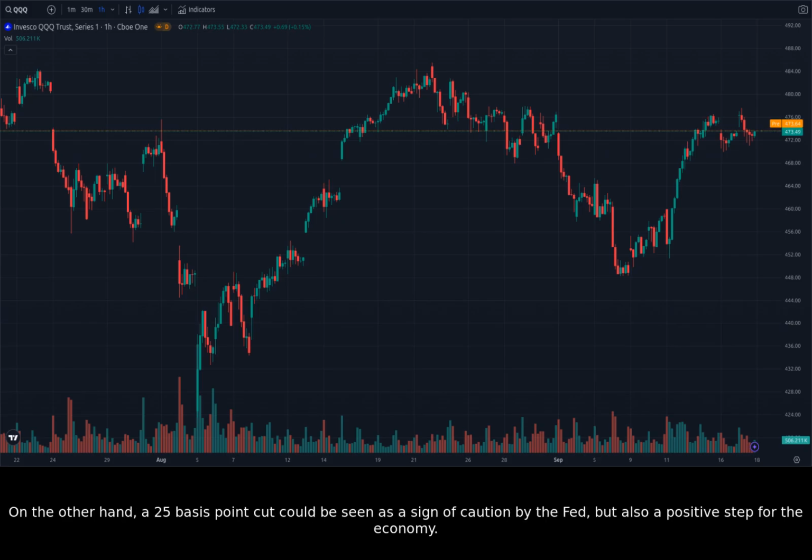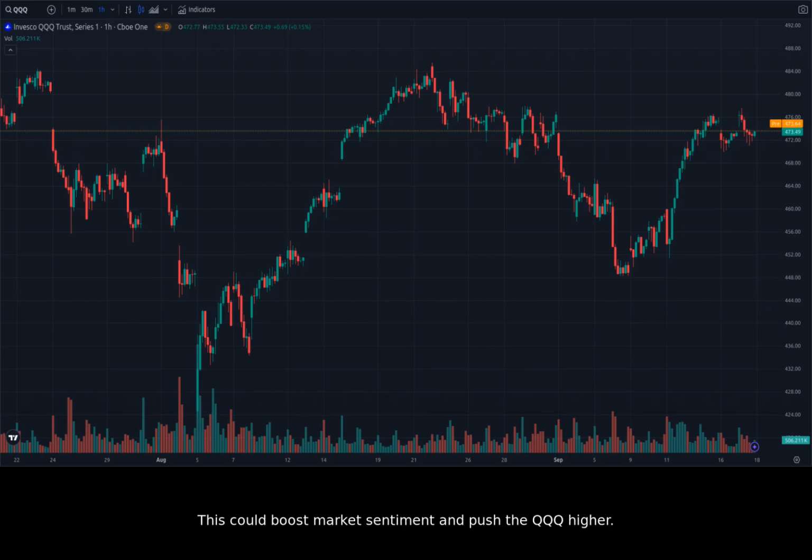On the other hand, a 25 basis point cut could be seen as a sign of caution by the Fed, but also a positive step for the economy. This could boost market sentiment and push the QQQ higher. Investors will be closely watching the Fed's statement for clues about the future direction of interest rates. The QQQ's reaction to the Fed's decision will be a key indicator of the market's overall sentiment.